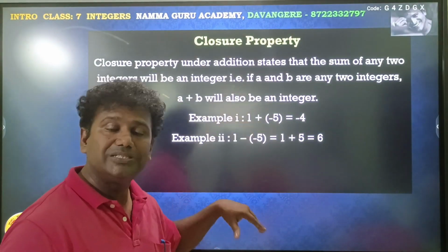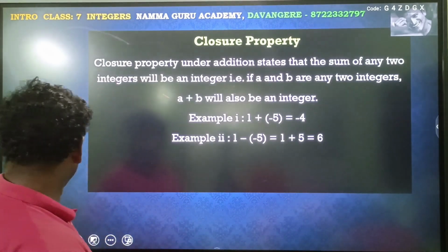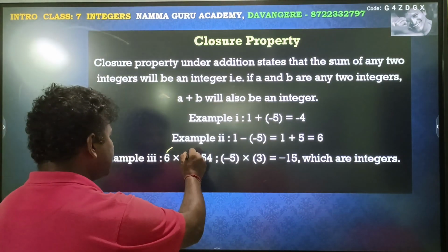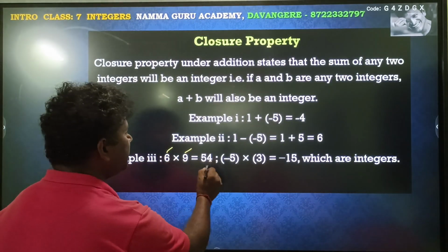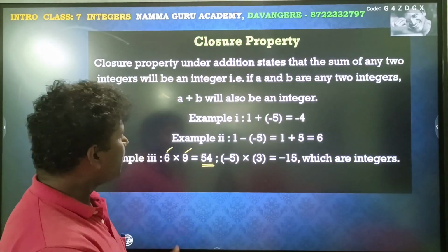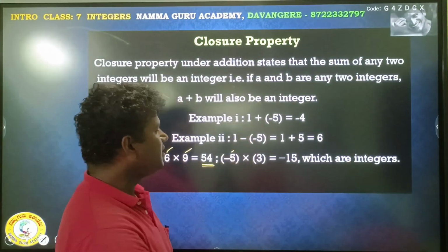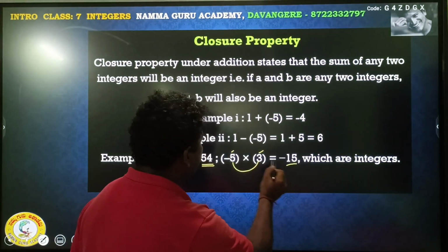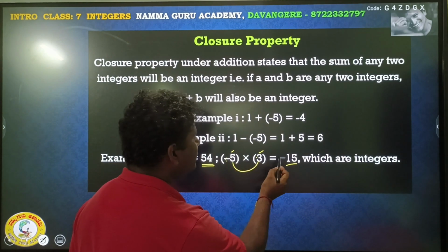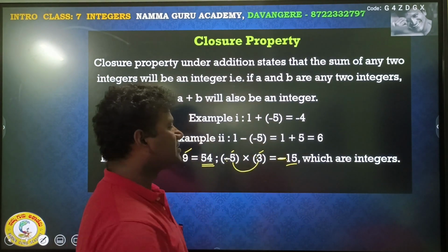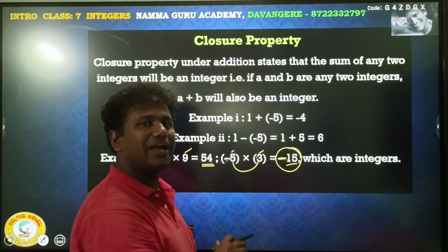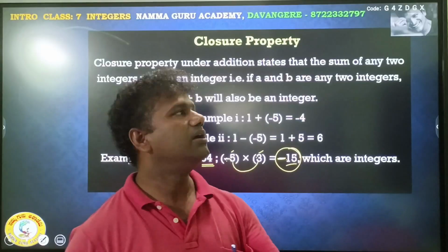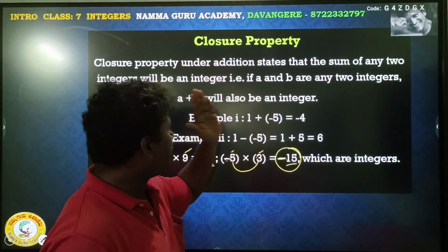Then, are integers closed under multiplication? We shall take another example. Here 6 is an integer, 9 is an integer, 6 9s are 54, which is also an integer. We can take one more example. Minus 5, a negative integer, and 3, a positive integer. 5 3s are 15, and since both numbers have different signs, for the product we give a minus sign. So minus 15 is also an integer. When we multiply two integers, the answer will also be an integer. So it is applicable in multiplication also.